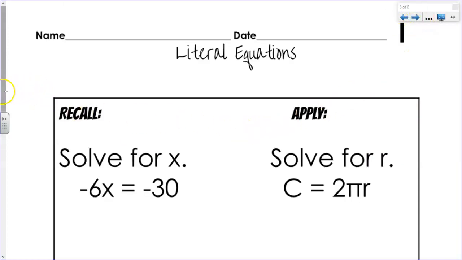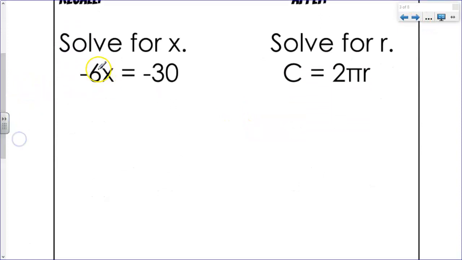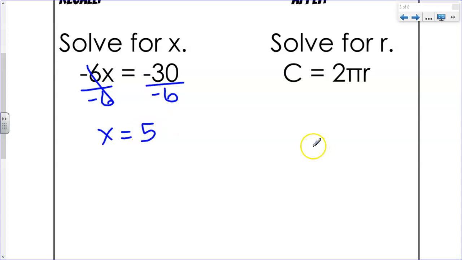Okay, problem number 3. Here we're solving for x. So this is -6 times x. We know the opposite would be to divide both sides, because whatever we do to one side, we have to do to both sides of the equation. -6 divided by -6 is just 1. So -30 divided by -6 is +5.